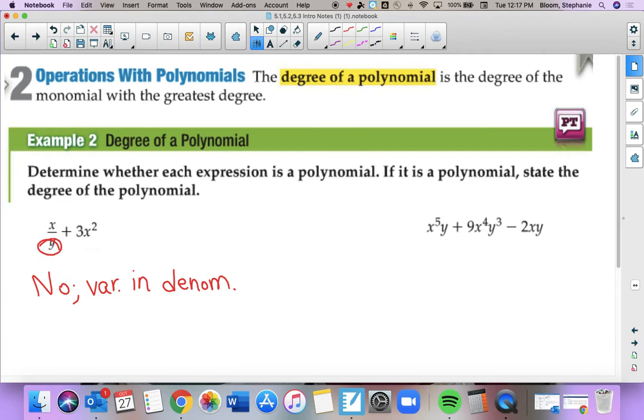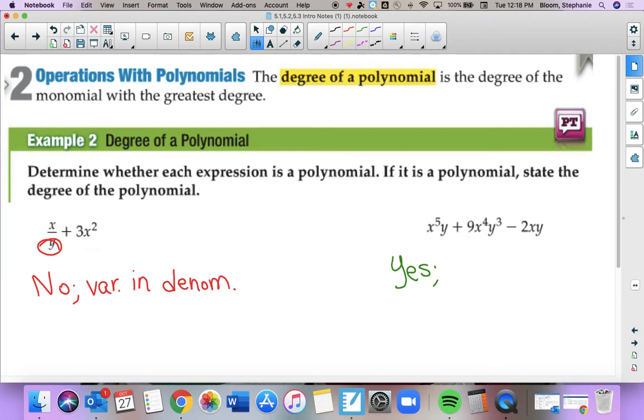Now how about the next one? Is this one a polynomial? Yes, it is. Everything is just being multiplied together or adding and subtracting. So this is a polynomial. Now, I'm going to help you. When you have more than one variable, this isn't as simple as saying, oh, the degree is 5. The degree is actually the sum of the two variables' exponents. And it's always the greatest, just like we did earlier.